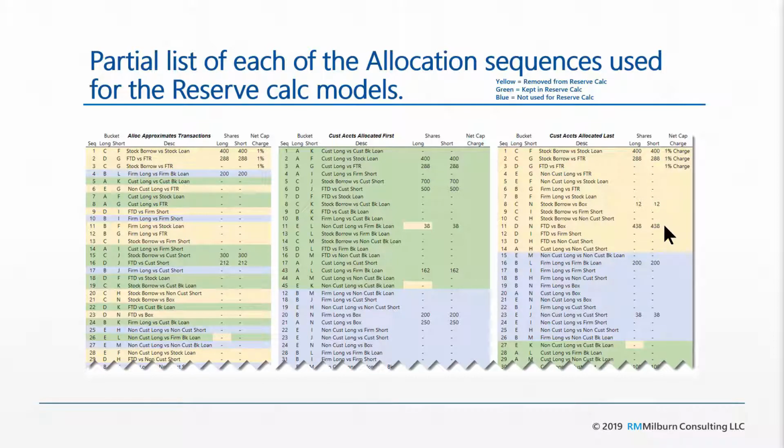Now, there's a little bit more to it than just failed to deliver versus the box, but for this particular example, we're just going to leave it. Again, doesn't really approximate what our situation is. So when we go to the next slide, we're going to see what the full calculation would look like if we use these different allocation sequences.